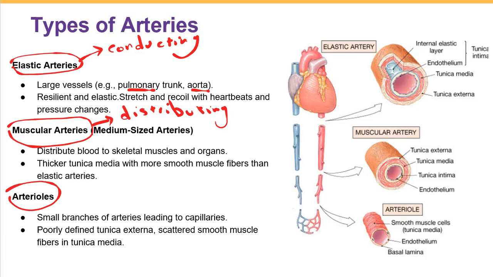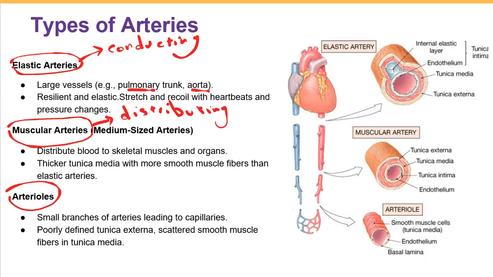If you look at the structure of the muscular artery, you will see that their tunica media is much thicker than the other layers of this artery. So it means they have lots of smooth muscle in their tunica media. That's the reason we call them muscular arteries.